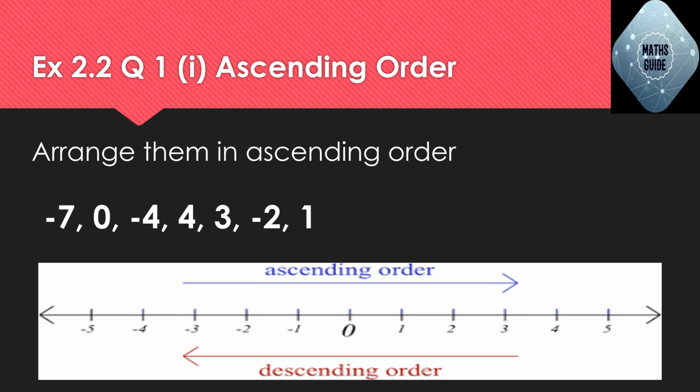First of all, look at all the negative integers. The smallest integer is -7 and the greatest integer is +4. Now we can easily arrange them in ascending order like this. Starting from the negative integers, then 0, and then positive integers, we can easily arrange any numbers in ascending order.